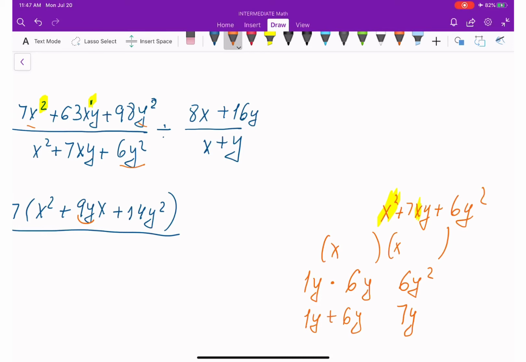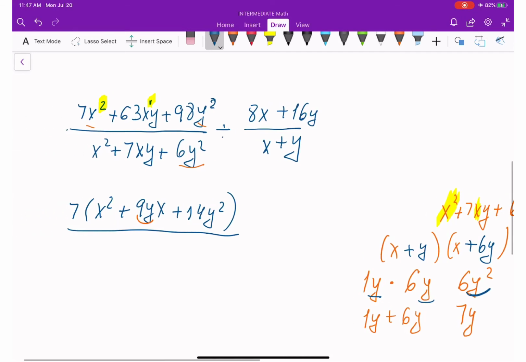Again, when you have the y squared, that means one y is going to be on one term, another y is going to be on the other term. So we will get plus y, and here we get 6y. Okay, let me write down here. So x plus y and x plus 6y.